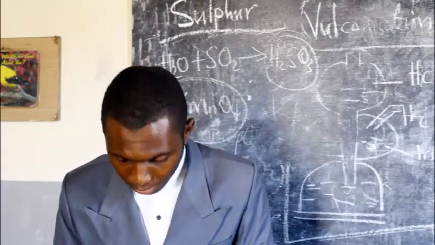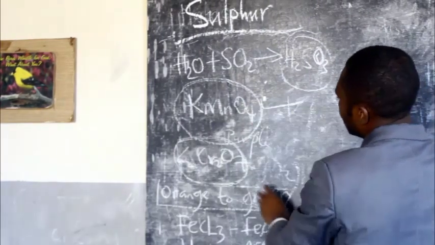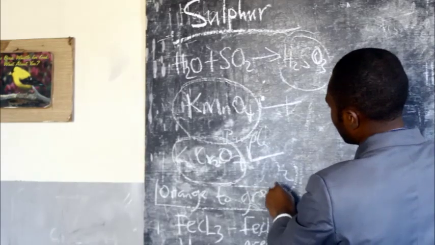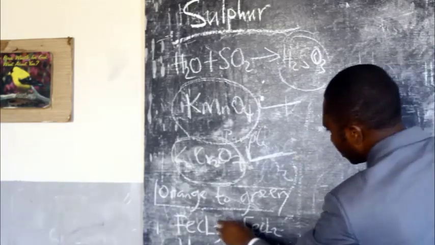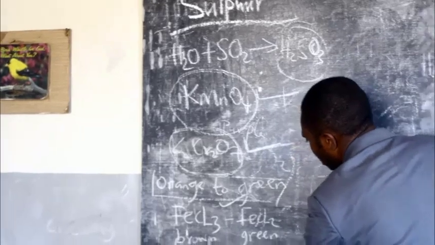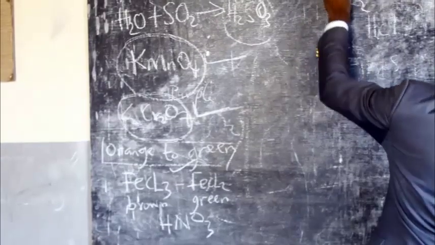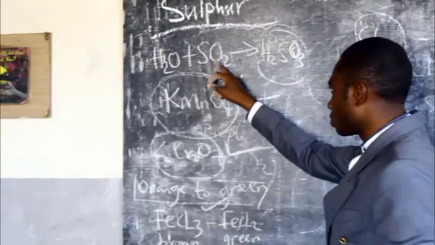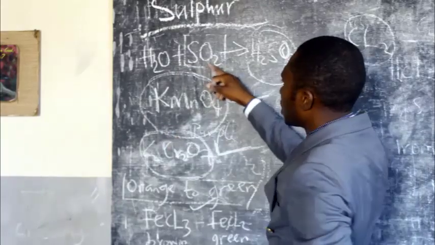React with the following oxidizing agents: potassium tetraoxomanganate and potassium heptaoxodichromate, then iron 3 chloride, HNO3 and chlorine. Chlorine is also an oxidizing agent. So we are testing for SO2. What we're dealing with now is what? SO2 serving as a what? Reducing agent.